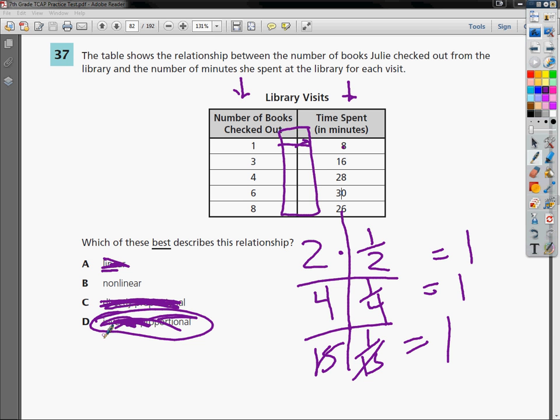And for linear, the changes are what you look at. You look at the slope every time. Nonlinear is the only thing left. It means anything goes. Nonlinear means there's just some relationship, and if I were to graph this, say 1, 8 was here, and then 3, 16 was here, and 4, 28 was way up here, anything that doesn't really fit. And then this 8, 26 would actually drop back down, so it goes like this. That's a completely nonlinear relationship. If you find no pattern at all, nonlinear. So question number 37, the answer is B, because we have a classic nonlinear relationship.